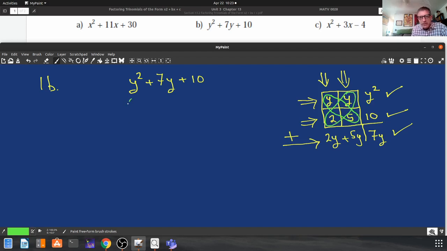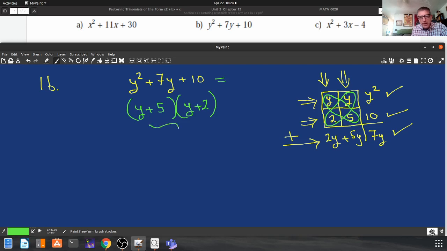So my factorization, and it doesn't matter which order you go in. You can start y plus 2 and then go y plus 5, or y plus 5, y plus 2. So this is y plus 5, y plus 2. So y squared plus 7y plus 10 can be factored into the product.